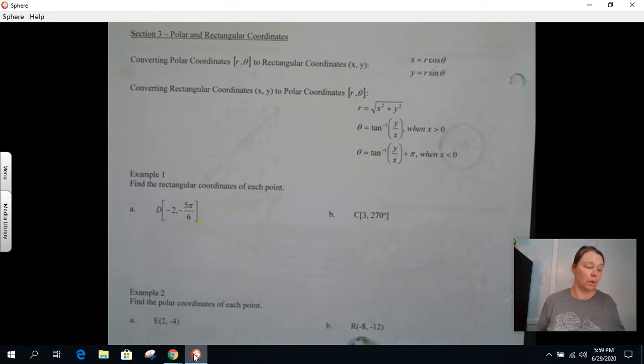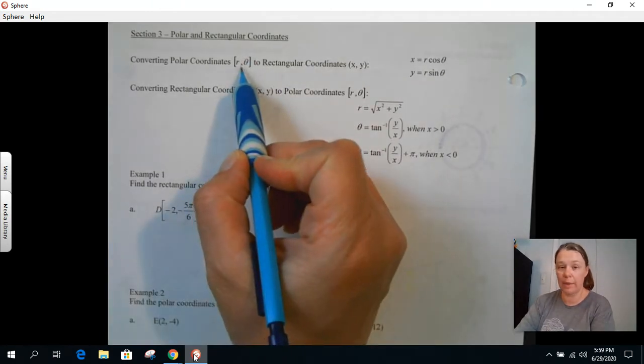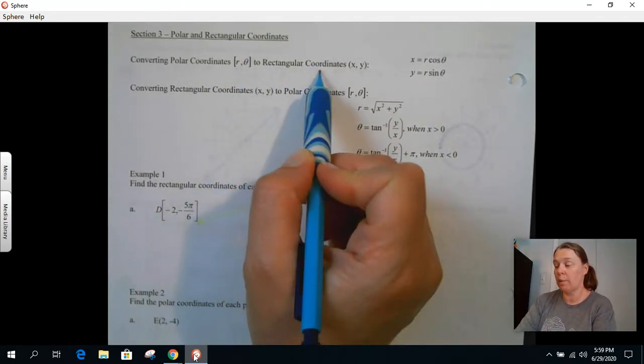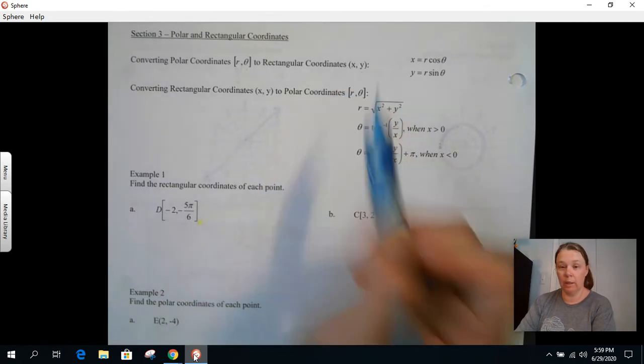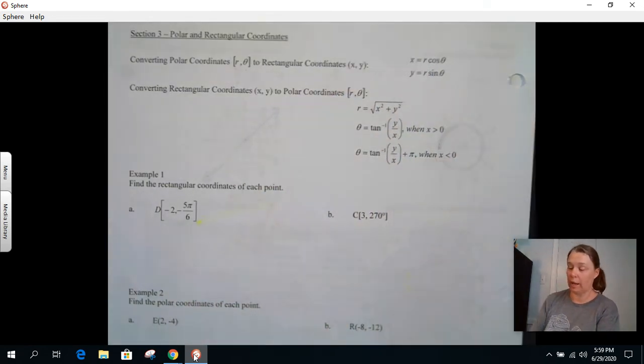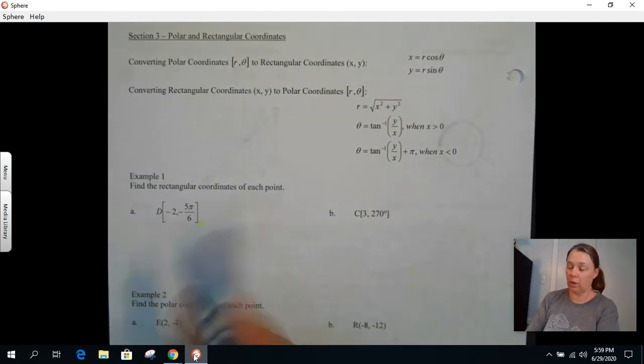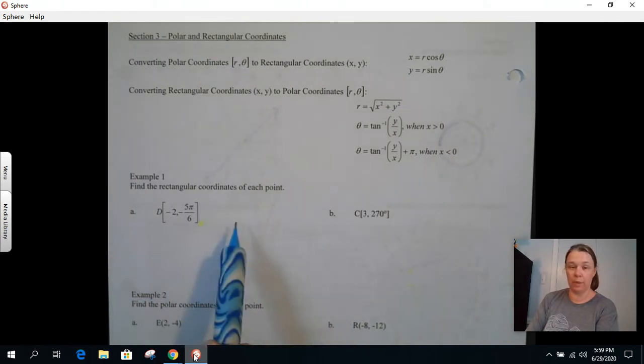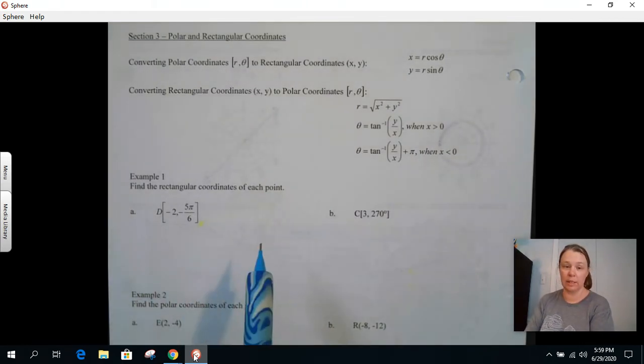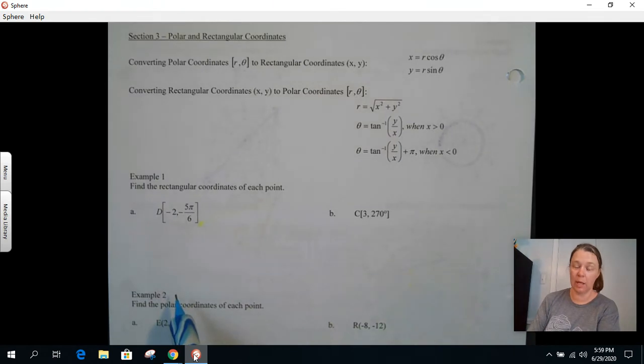So, converting between polar and rectangular coordinates. Polar coordinates are in the form r, comma, theta, and we want to talk about how to write them in the form x, y. I have some conversions going on up here. If we were to take a look at one of these examples, how could we find out what the x is, and how could we find out what the y is?